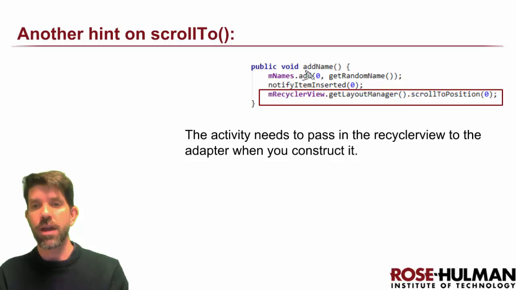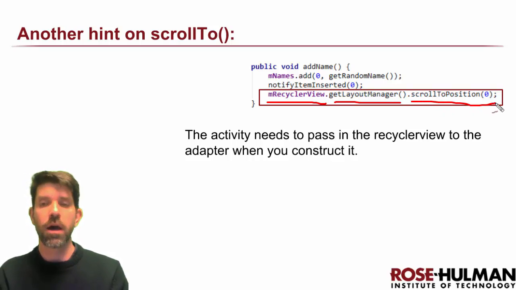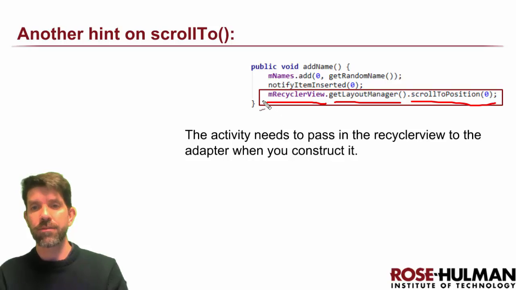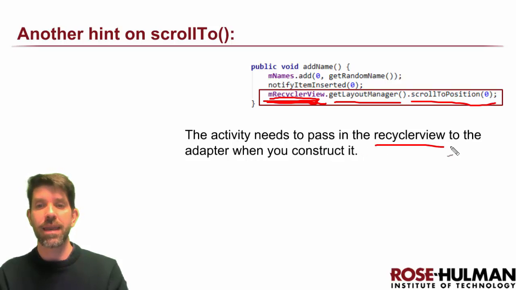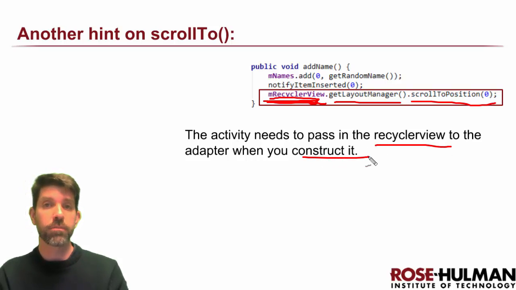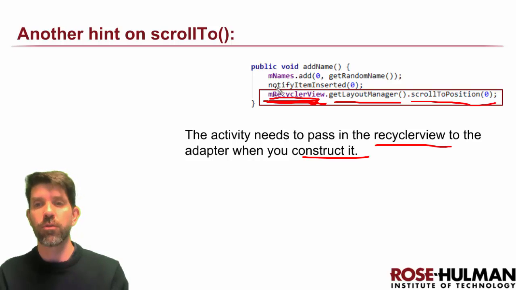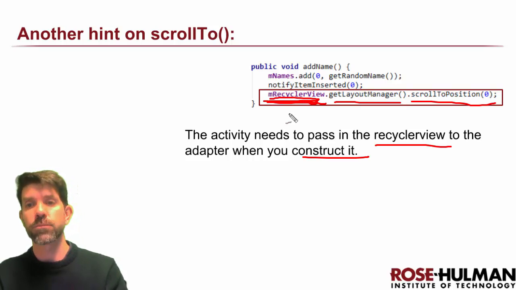In your add name, you're going to say, hey, recycler view, give me your layout manager, and then call scroll to position 0 or the top on it. So what we're going to have to do, of course, you'll notice that I'm saving it off here as a field, is that the activity is going to have to pass that in when it constructs it. All right, so that's a fairly straightforward thing to do, but I'll let you modify your constructor to take in the recycler view as well. All right, and then you can see the scrolling working the way that it should.